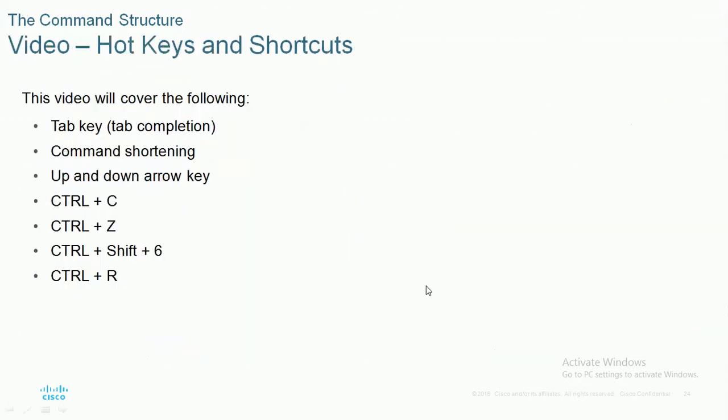So these are all the commands we learned now: Control C, Control Z, Control Shift 6, Control R, and command shortening. Command shortening is nothing but no need to enter the total command. Like enable, I need to enter en plus tab, and enable will be completed automatically.